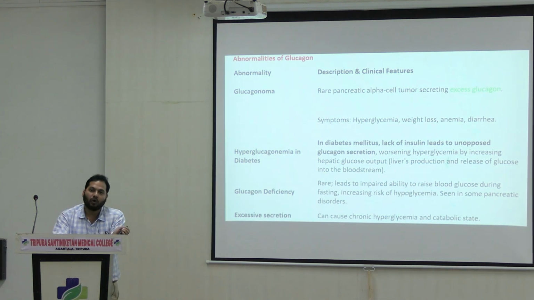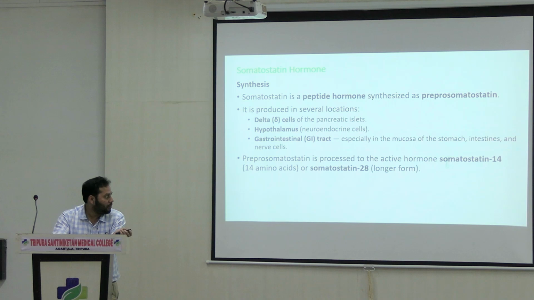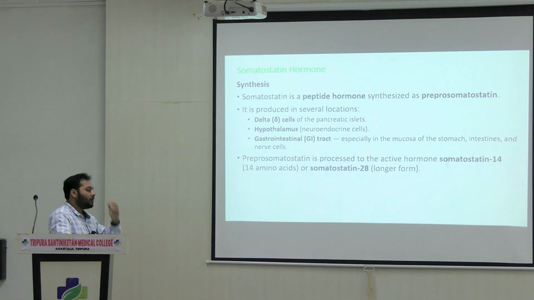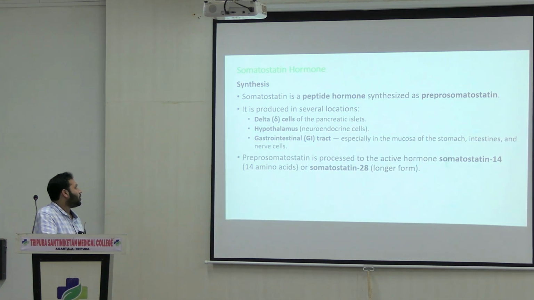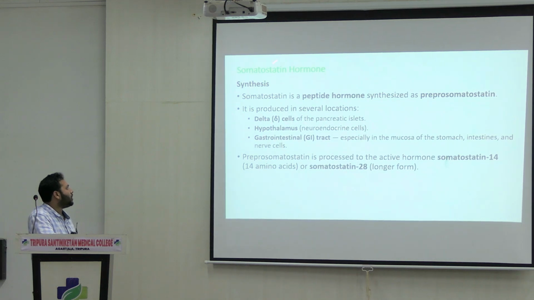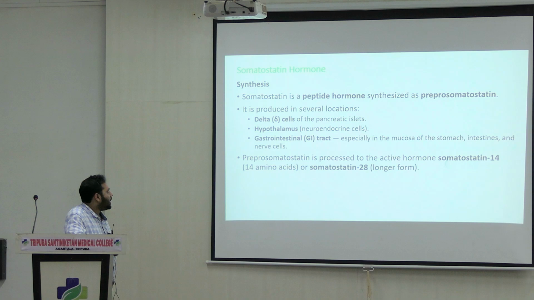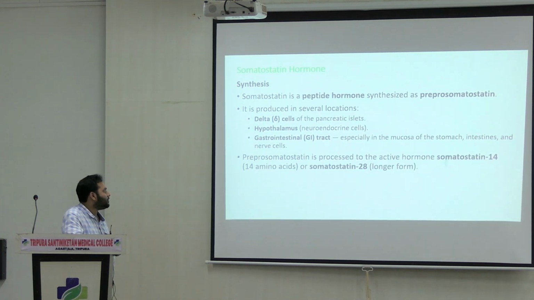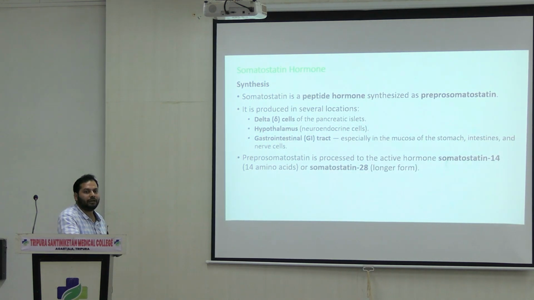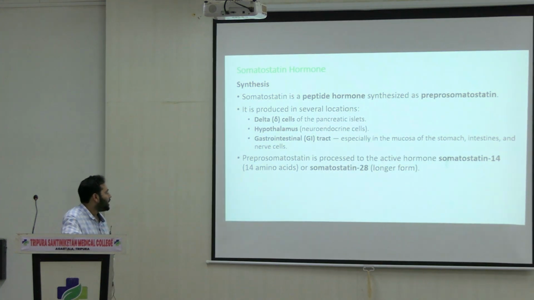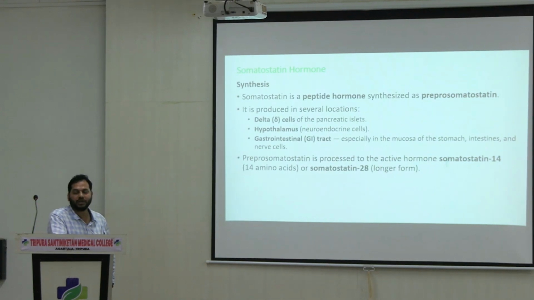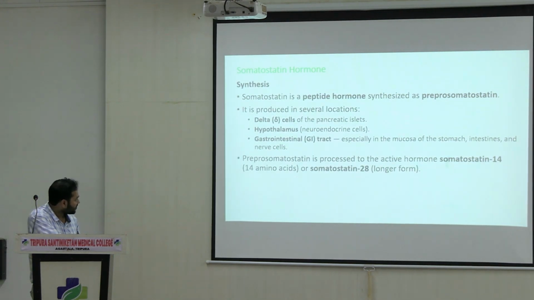Now another important hormone that is secreted from a specific type of cell in the pancreatic glands is called the somatostatin hormone. The most important cell type involved in the synthesis of somatostatin is the delta cells. Other than delta cells, some neuroendocrine cells are also involved in the synthesis of this hormone: the hypothalamus and GI tract are also involved in the secretion of somatostatin.